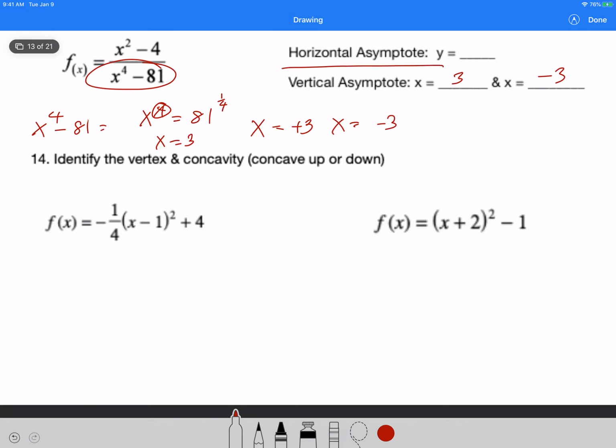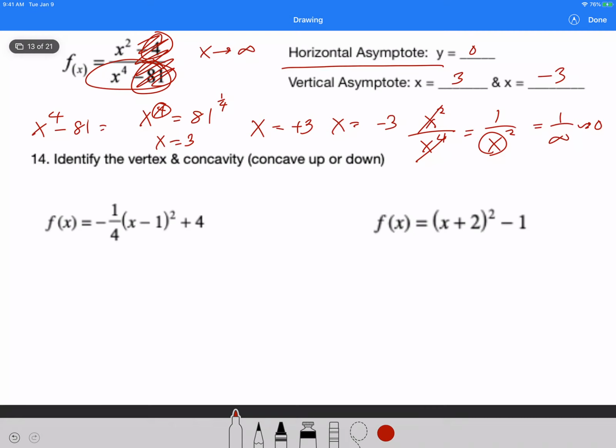Now, horizontal asymptote. You're plugging in a very big number for x. What that would create is that this negative 4 and negative 81 are negligible. So how do I do x squared over x to the 4th power? Well, if I simplify that, that's going to be 1 over x squared. Plug in a very big number for x. 1 over a very big number comes out to be just 0. Okay?